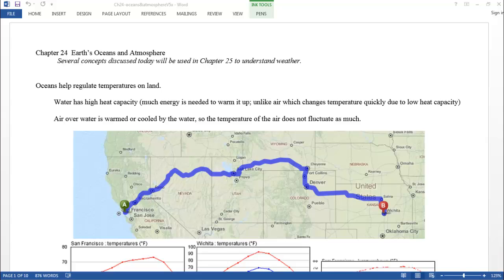Hi everyone, let's talk about our oceans and the atmosphere. Now some of the concepts we're using today we'll bring up again when we talk about the weather. So let's begin with oceans. Oceans help regulate the temperature on land.